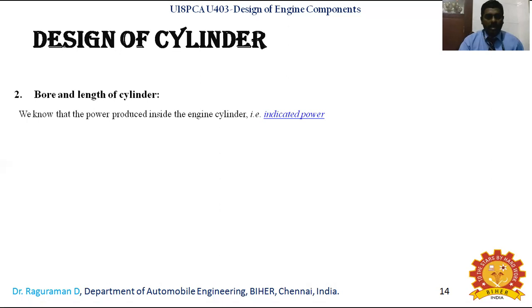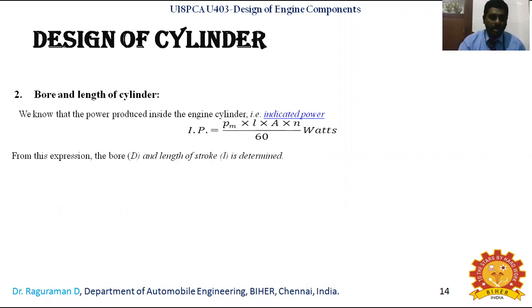And if you know that power produced inside the engine cylinder, that is indicated power, its relation with the mean effective pressure is: indicated power equals the mean effective pressure P_m into L A N by 60. Everything is mentioned. L is the length of stroke, A is the area of cross section, and N is the number of strokes. Already in the previous slide we have seen that. That is why we have an indicated power correlation with the mean effective pressure.